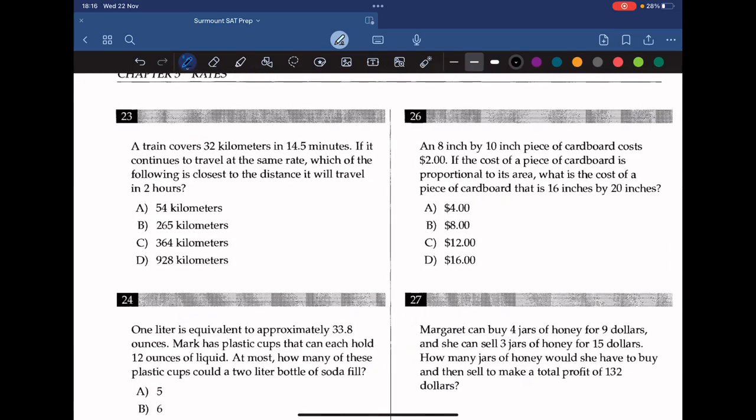Okay. A train covers 32 kilometers in 14.5 minutes. If it continues to travel at the same rate, which of the following is the closest to the distance it will travel in 2 hours? Okay. So you can write this as an equation: 2 hours times 60 minutes over 1 hour, and how many minutes in 1 hour? 60. Then 32 kilometers over 14.5 minutes, which you can just put in the calculator, and that would give us 265. So the answer is B.